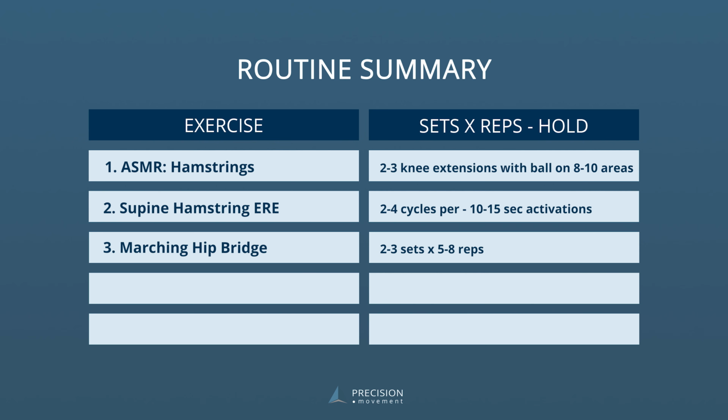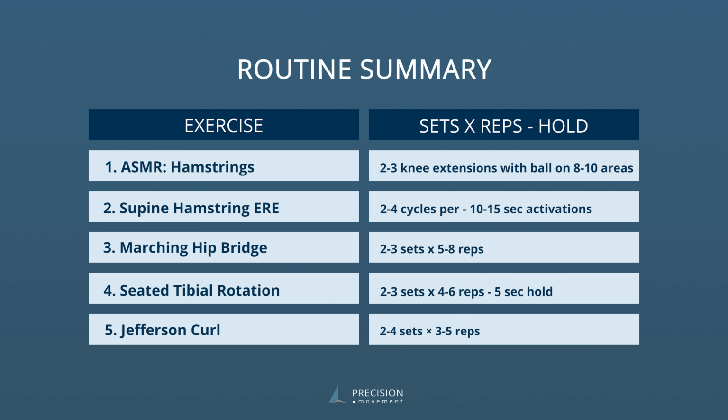The marching hip bridge should be done for 2 to 3 sets, times 5 to 8 reps. The seated tibial rotation, do for 2 to 3 sets of 4 to 6 reps, 5-second holds on internal and external rotation. And finally, the Jefferson curl or the hip hinge, perform for 2 to 4 sets of 3 to 5 repetitions. Do this routine 2 to 3 times a week for 4 weeks, and I bet you'll find your hamstrings are stronger, are longer, and your knees might feel a little bit better.